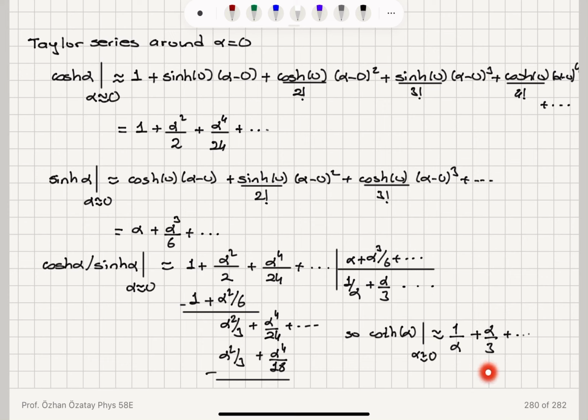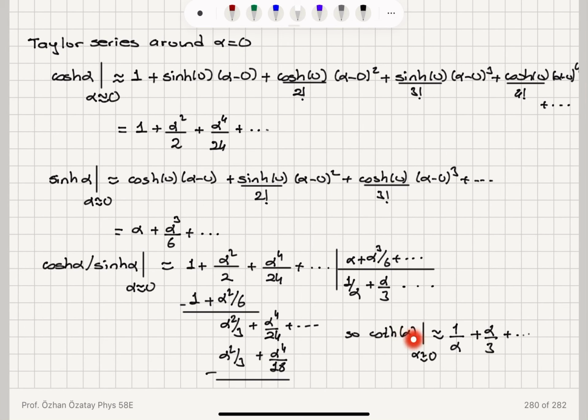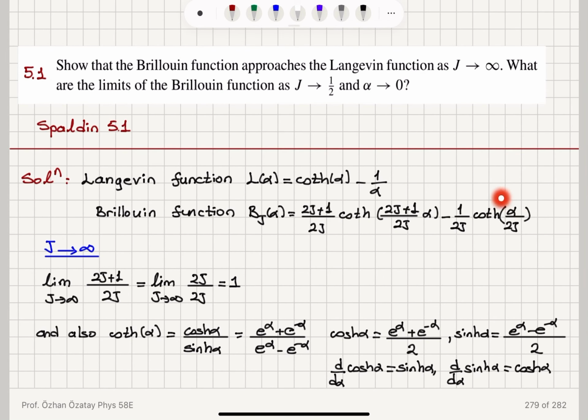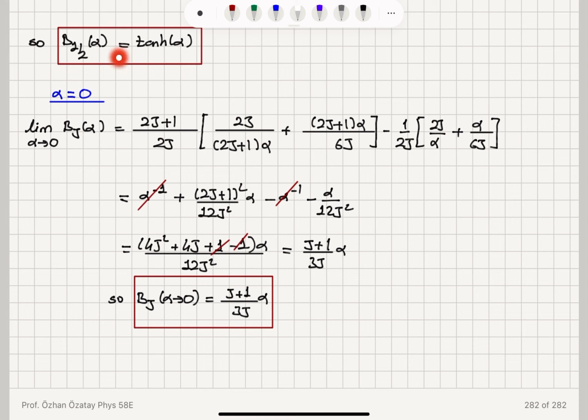So that's 1 over alpha plus alpha over 3. So in this case, this would correspond to 2j over alpha plus alpha over 6j, because alpha here is replaced by alpha over 2j. So that's what I have done here. And basically, I see that I obtain Langevin function as j goes to infinity. If I substitute j equals 1/2, this ratio 2j plus 1 over 2j becomes 2 and 2j becomes 1. So it's basically 2 cotangent hyperbolic 2 alpha minus cotangent hyperbolic alpha. After going through some algebra, I realized that this is tangent hyperbolic alpha.